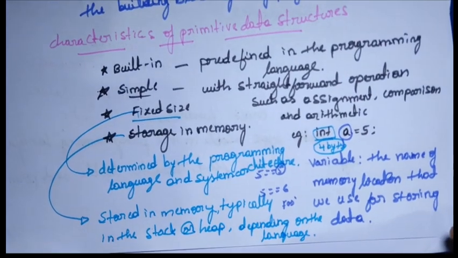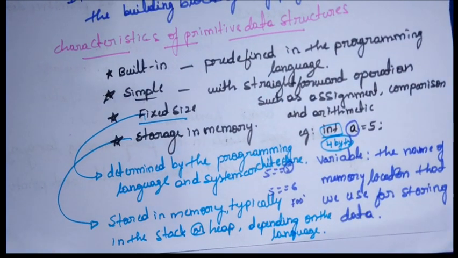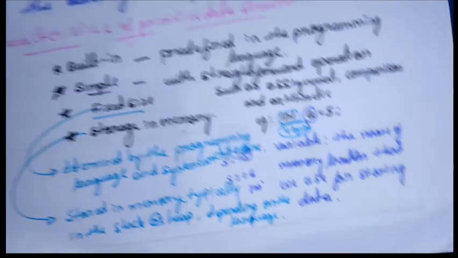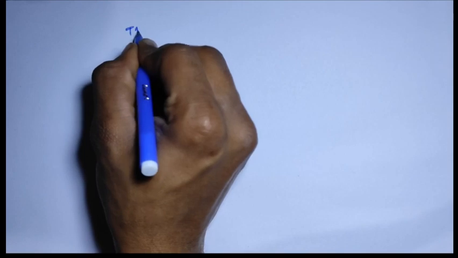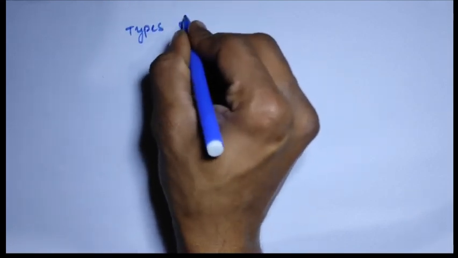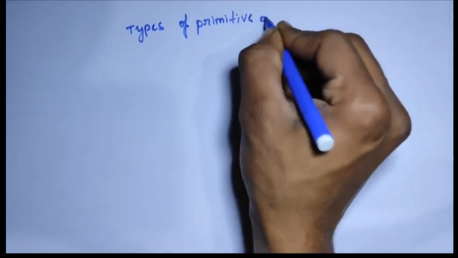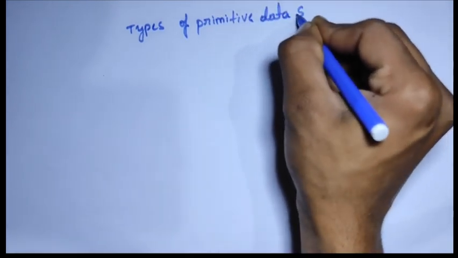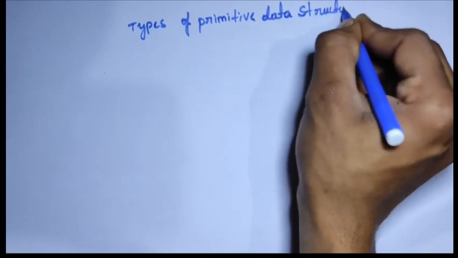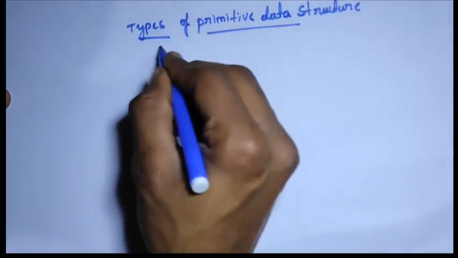Okay, so it is a built-in data type, it is simple to use, it has a fixed size, and it is stored in memory. Okay, so next we will move on to the types of primitive data structure.